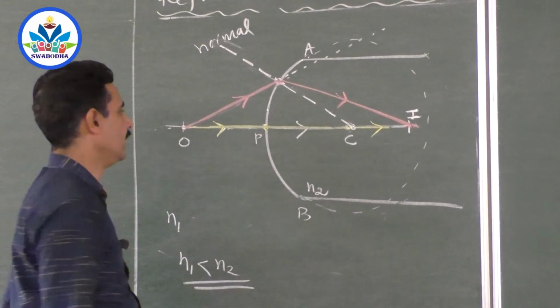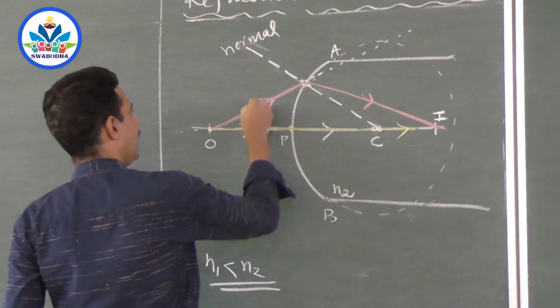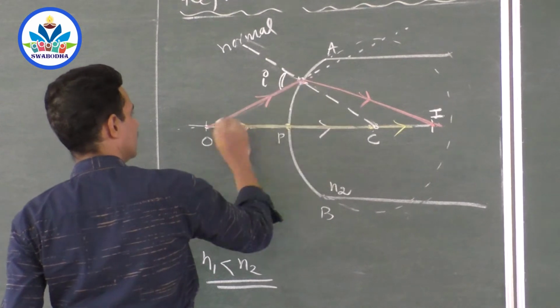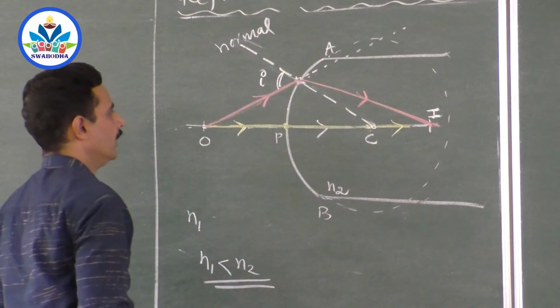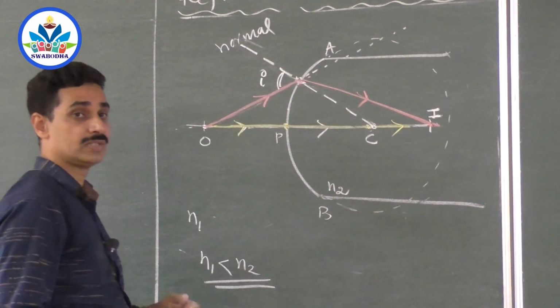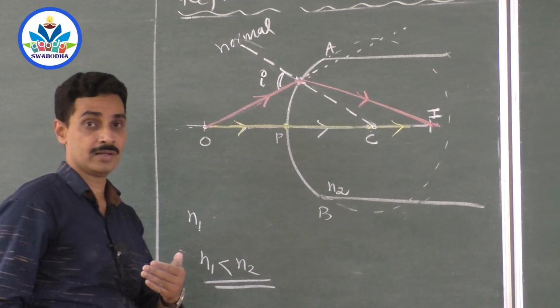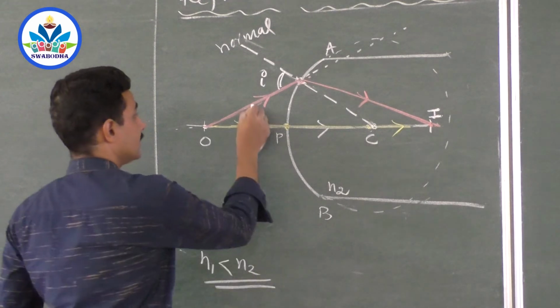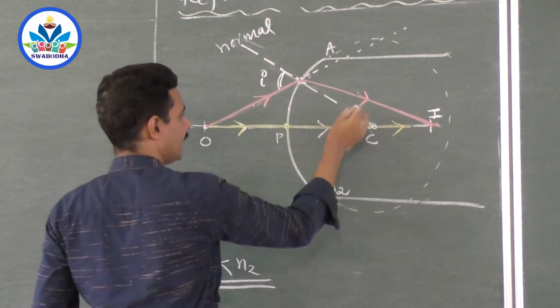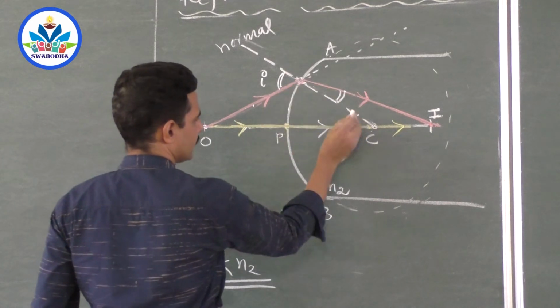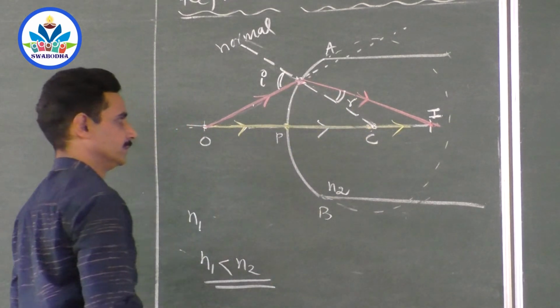Now if you want to write the angle of incidence and angle of refraction, go along with your definition. Angle between incident ray and normal, angle of incidence, right? What about angle of refraction? Now you see how the definition is helping you? Refracted ray and normal, like this. At this point the normal is this one, angle of refraction.